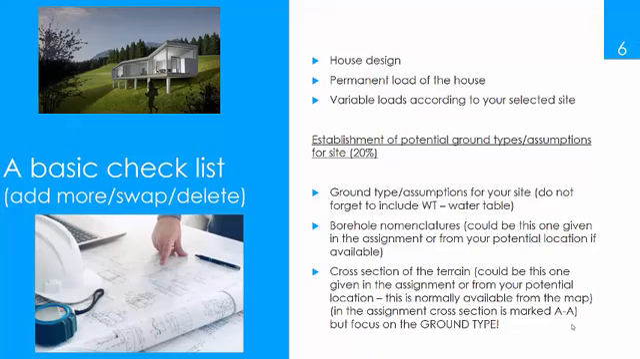The first one is establishment of potential ground types. You need to make assumptions for the site. So you need to make assumptions according to the boreholes provided in this assignment, or if you go further, for your selected site. Again, it's completely up to you how you're going to design your house. It is going to be designed for this ground type provided in the assignment or for your selected site.